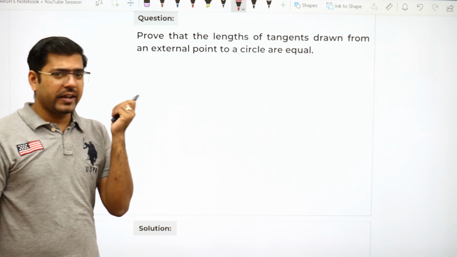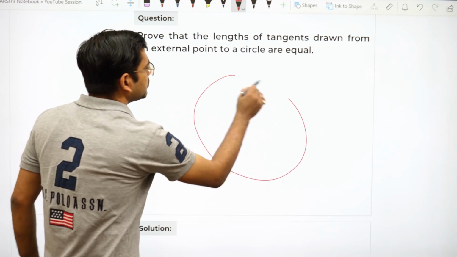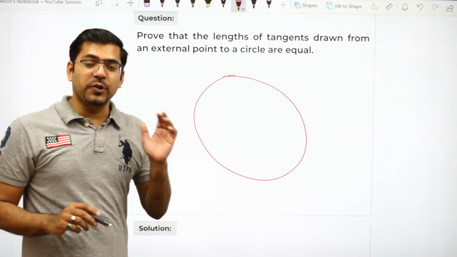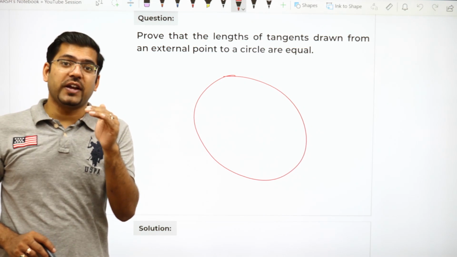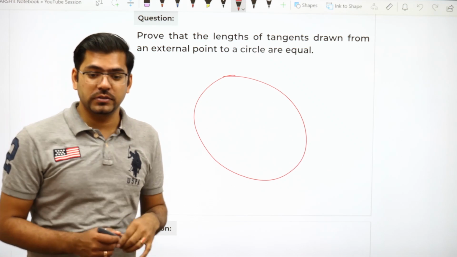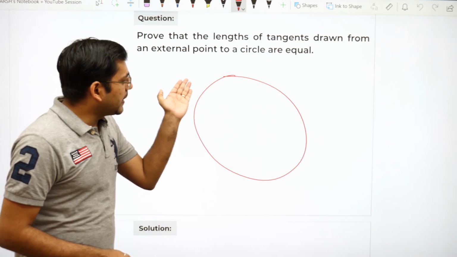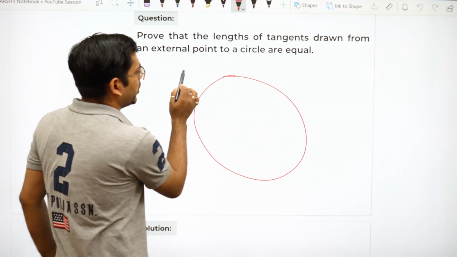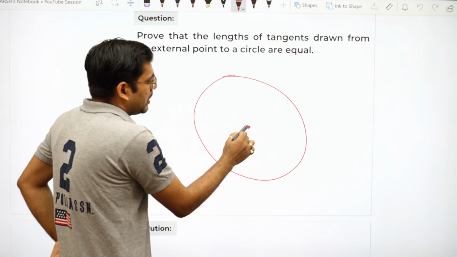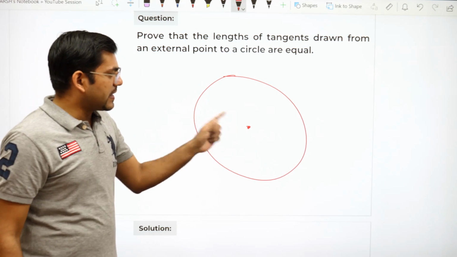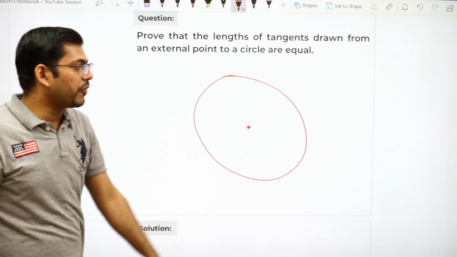Now I guess this is a very easy one. I'll just make a rough diagram. This question I have taken only with one view, so that I can make you understand that this question is very important from your board perspective. So this is a circle and it has a center. We have to prove that the length of tangents drawn from an external point will be of equal length.